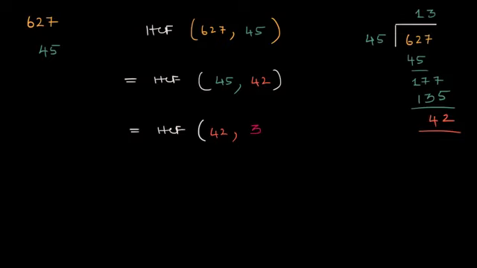So 3. And now I ask my classic question again. Is 42 divisible by 3? And in this case, it is. 4 plus 2 is 6, so the sum of the digits is a multiple of 3, so it's divisible by 3. And there I have it. The HCF is 3. And therefore, I can jump all the way back and say the HCF of these two numbers is also 3 by the magic of Euclid's division algorithm.